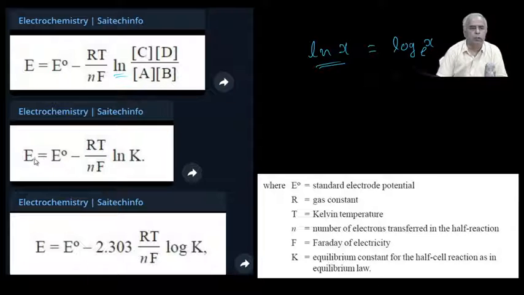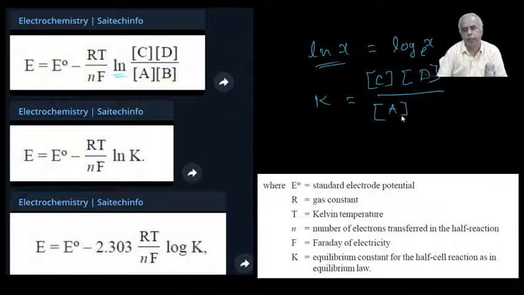Now E is equal to E naught minus RT log K, and we know this is called the equilibrium constant. So K is equal to the product of the concentration of the products. What are the products here? C and D, divided by the product of the concentration of the reactants, that is A and B here. So here it is replaced by K.